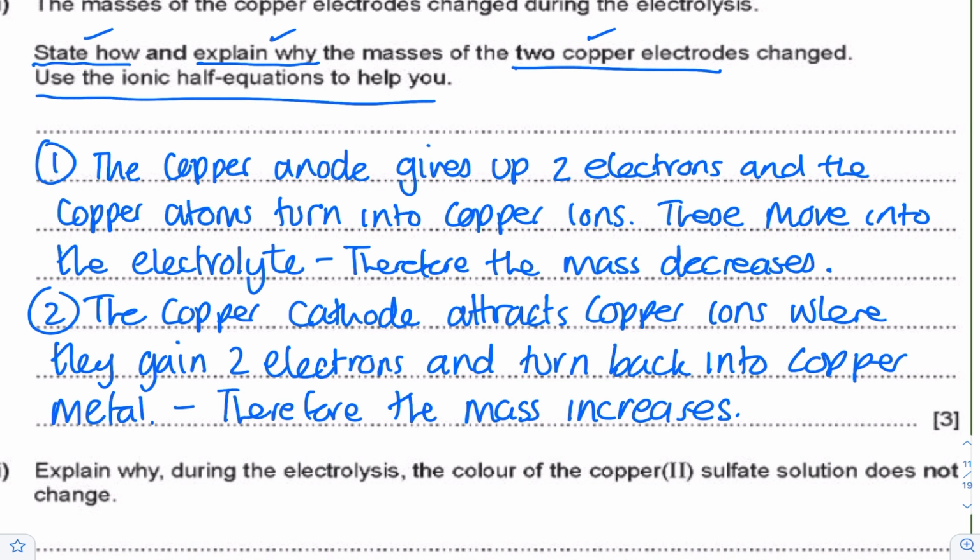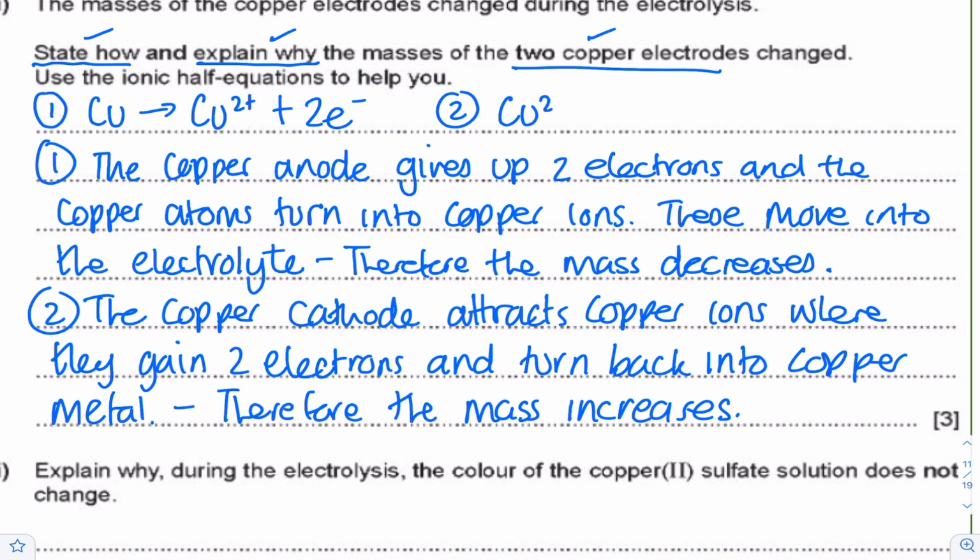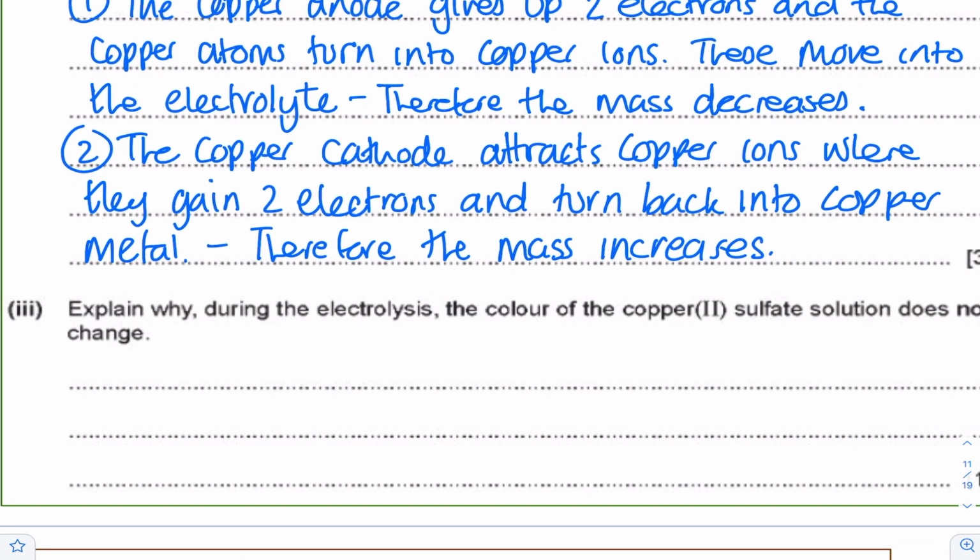Right. Now we can put in the 2 half equations. So half equation for 1 is Cu goes to Cu2 plus plus 2e minus, and for 2 you've got Cu2 plus plus 2e minus, making copper metal. So you have definitely got more than 3 points there. You have done that question to death. You have definitely got the 3 marks there.